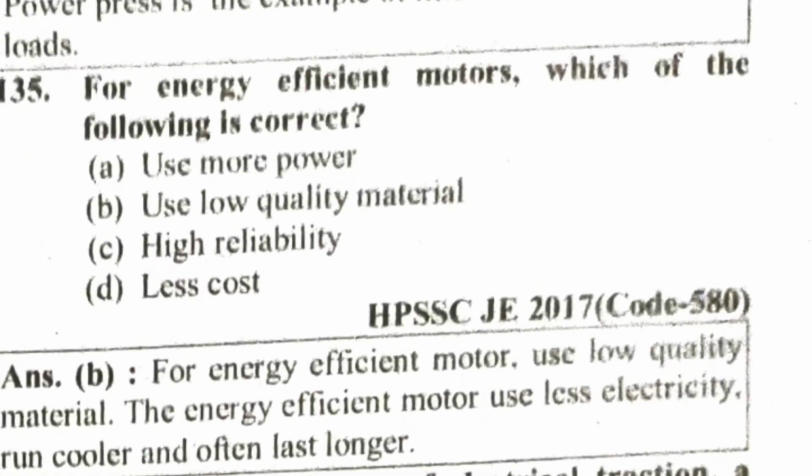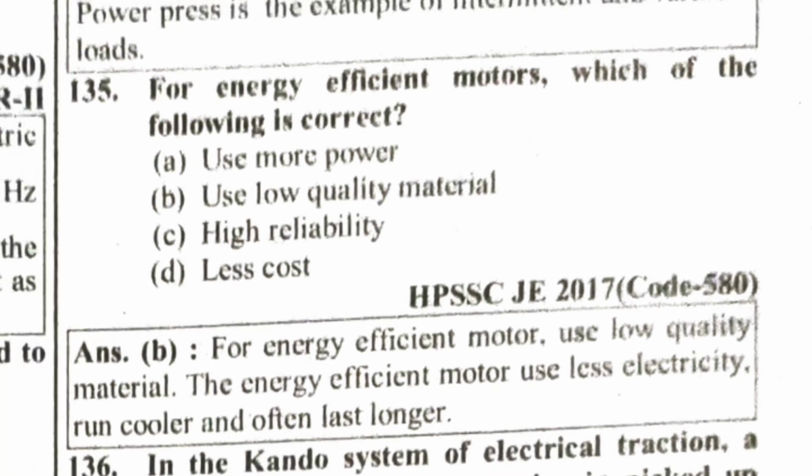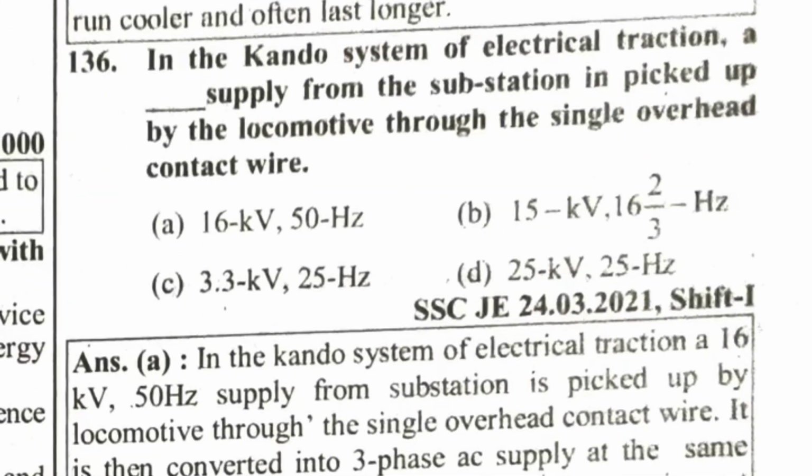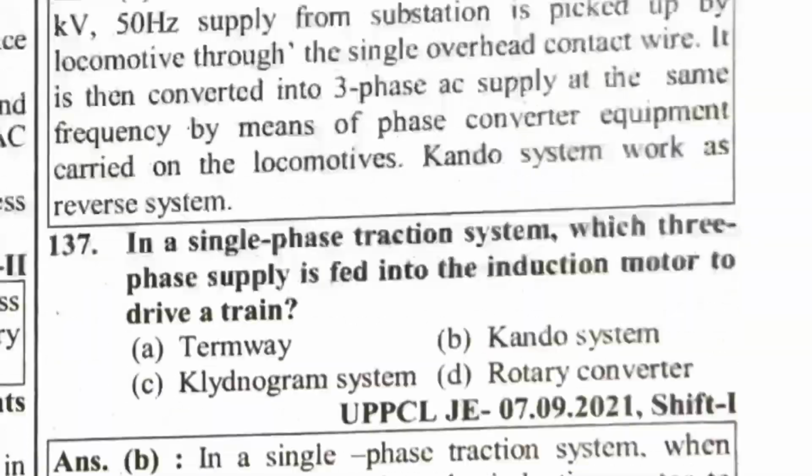For an energy efficient motor, which of the following is correct? Energy efficient motors use low quality material. In the Kando system of electrical traction, the supply from the substation is picked up by the locomotive through a single overhead contact wire, 16 kV 50 Hz.